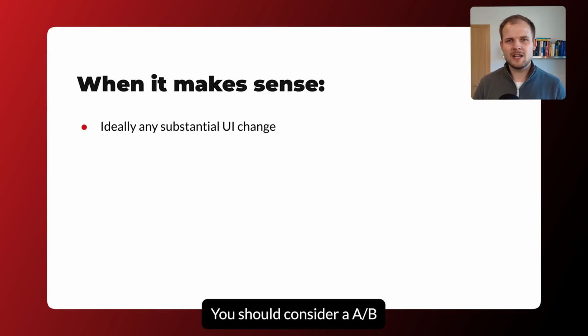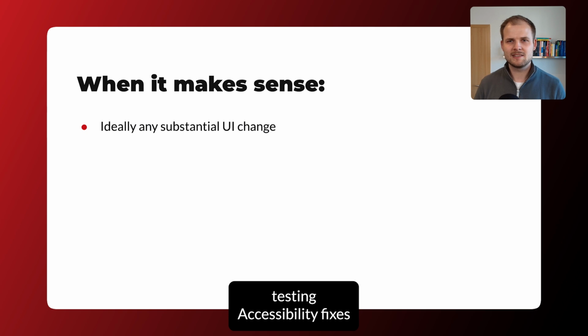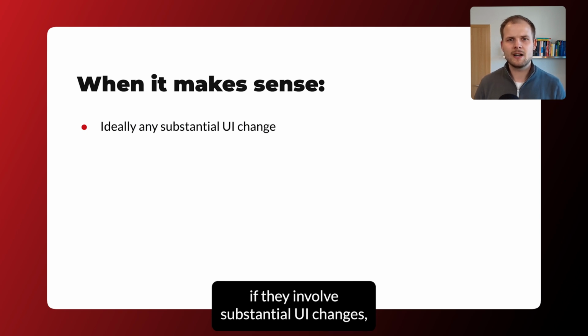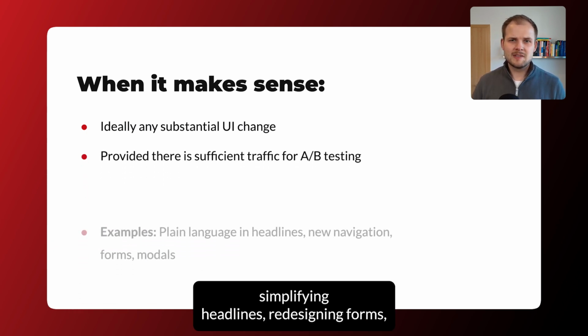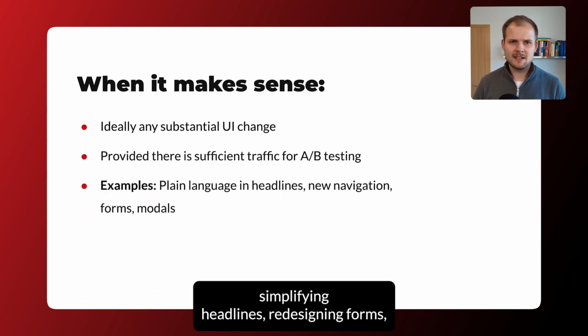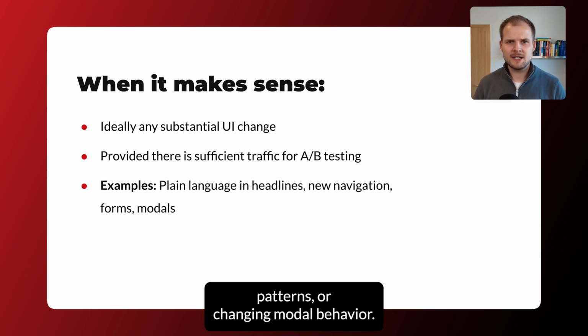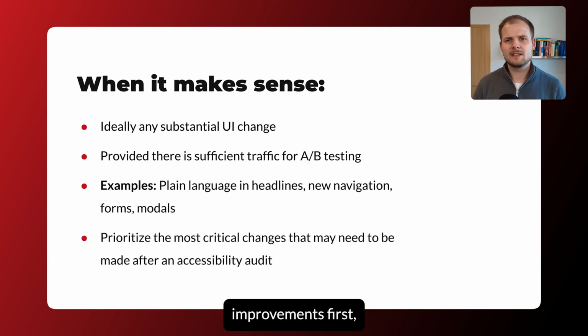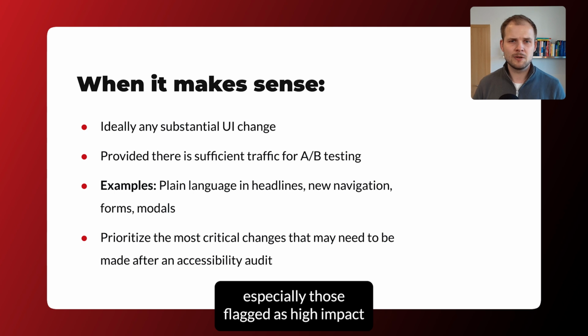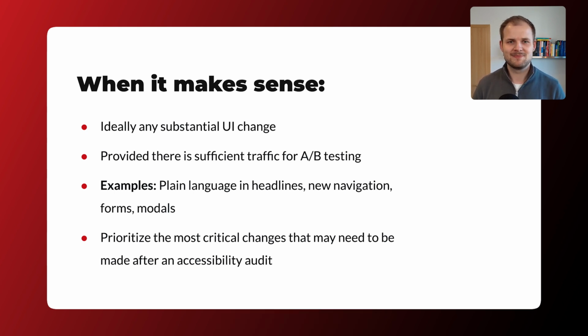You should consider A/B testing accessibility fixes if they involve substantial UI changes, especially if they might influence user behavior or performance. This includes simplifying headlines, redesigning forms, adding new navigation patterns, or changing modal behavior. Just make sure you have enough traffic to run a meaningful test. Focus on the most critical improvements first, especially those flagged as high impact during an accessibility audit.